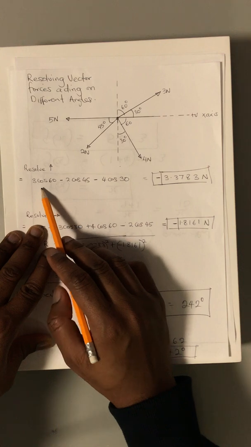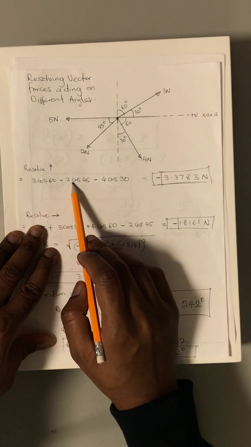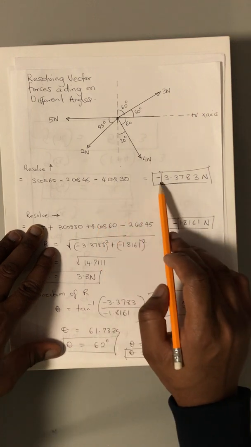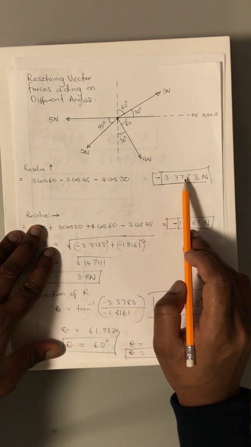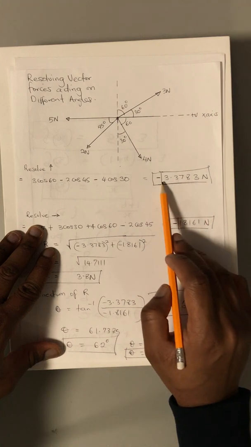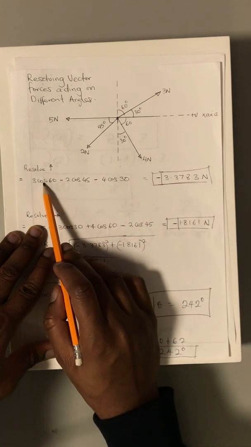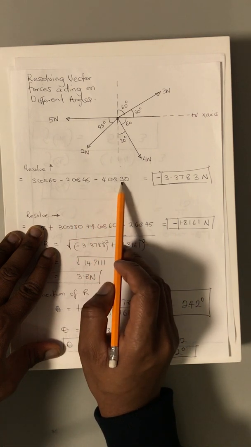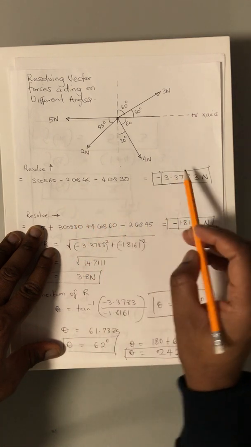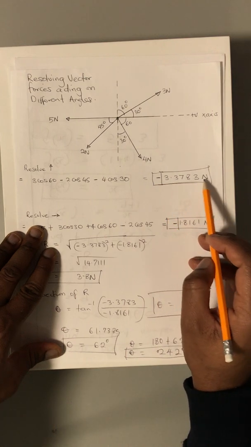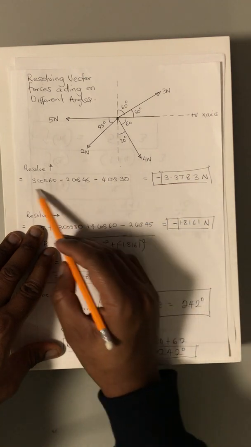So therefore, by inputting all these entries into our calculators, we have minus 3.3783 Newton. Once again, by inputting all the references of the forces that we resolved vertically here, we have minus 3.3783 Newton using scientific calculators.